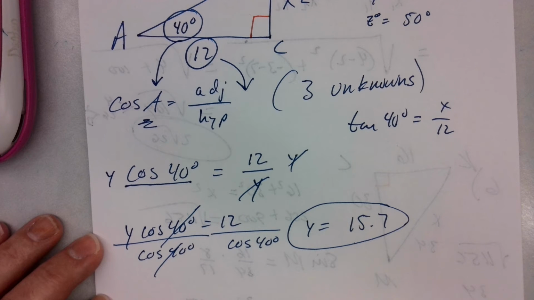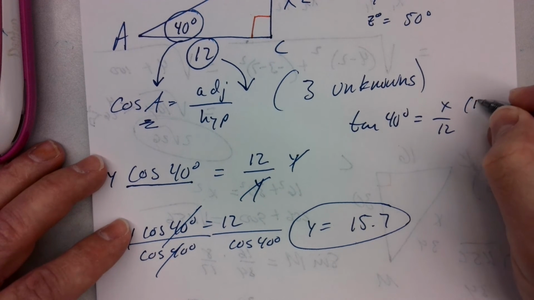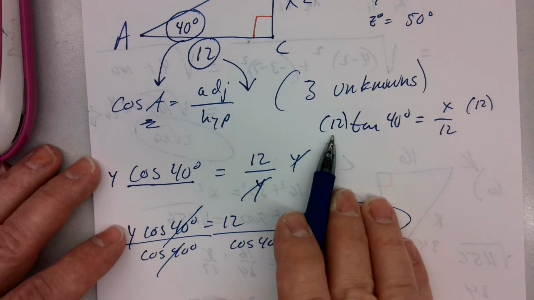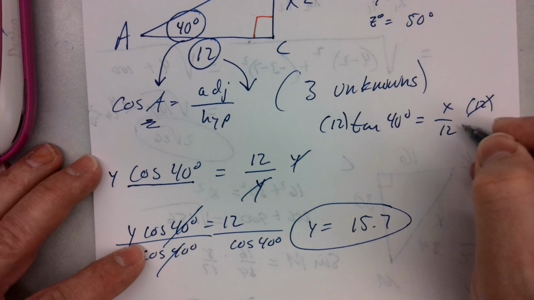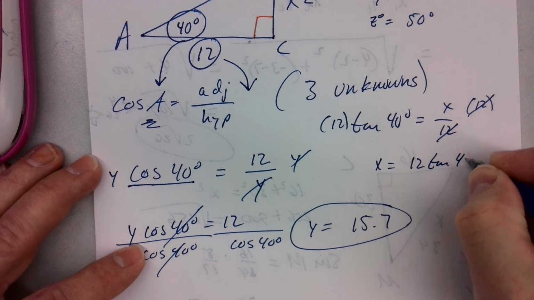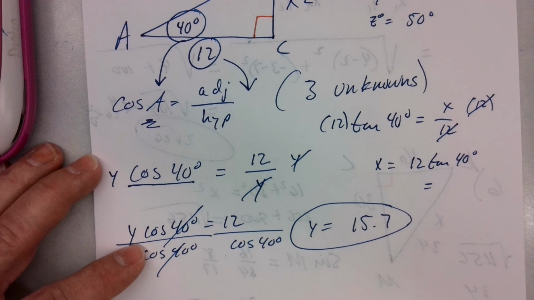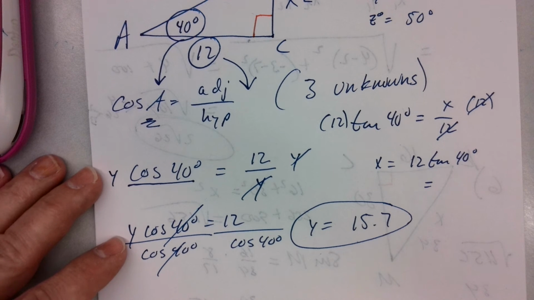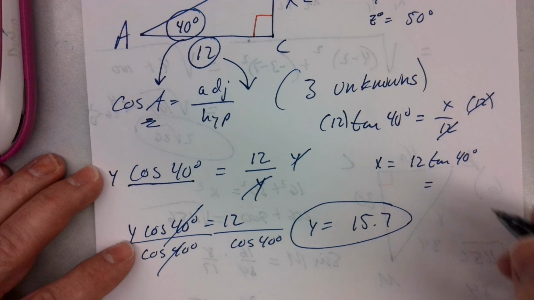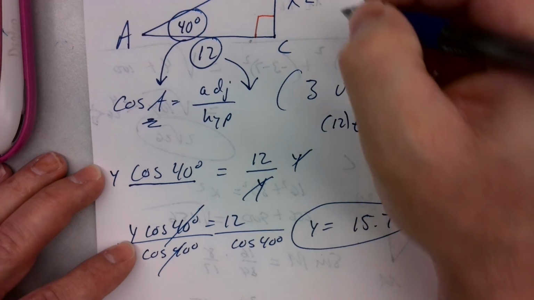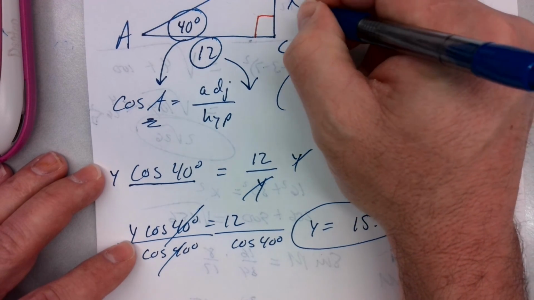Okay. So right now, I'm just going to times by 12, and I'm going to times by 12, making sure I times this out front. These two reduce out, and I'm going to get x equals 12 tangent 40 degrees, and that's going to spit out what? The number. Very true. 10.1. Anybody else get 10.1? Yeah, 10.1.